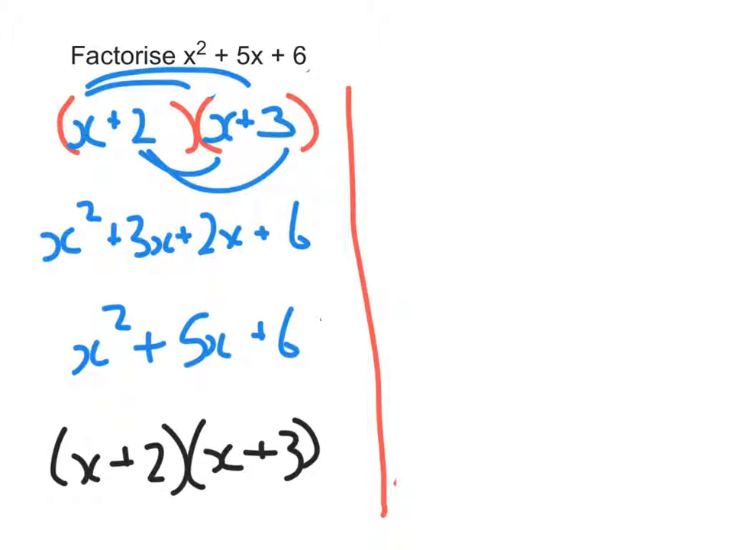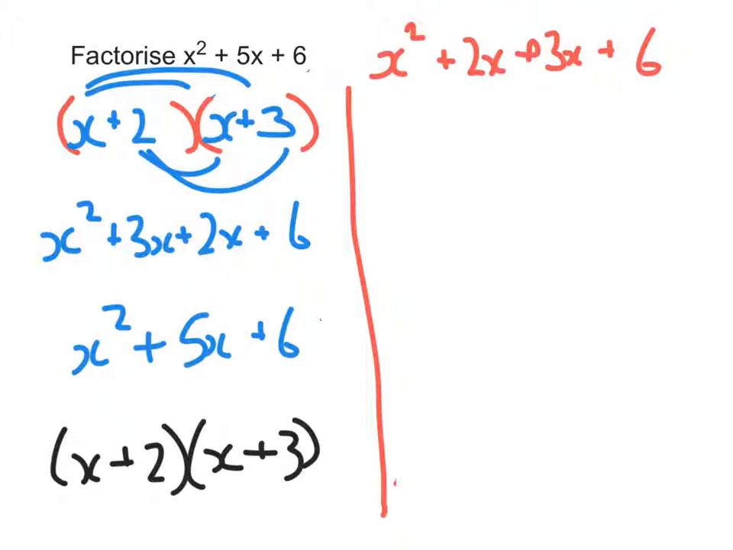Okay, this is the method. You start off with the x squared, but you split the middle term into 2. Now the two numbers you split it up into must times together to get the 6. Okay, so it must times together to get that 6. So if I split the 5, it must be 2x and 3x, because that adds together to get the 5, we'll split it up, and it also times together to get 6.